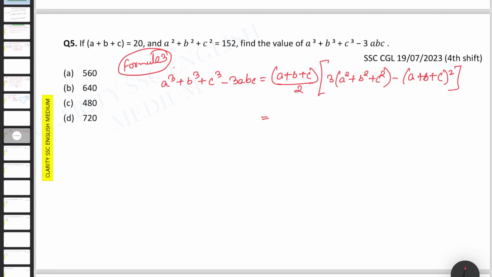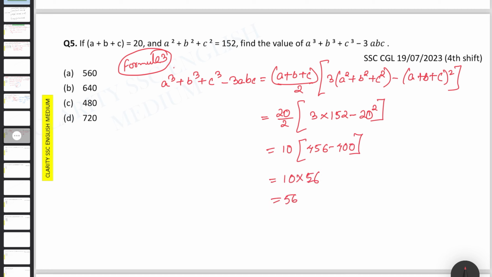What will be the value of a plus b plus c? It's 20, given here. 20 by 2 is 10, times (3 into 152 minus again 20 square). This one is 3 into 152, this is 456 minus 400. So obviously 10 into 56 is 560. So option number A is the correct answer.